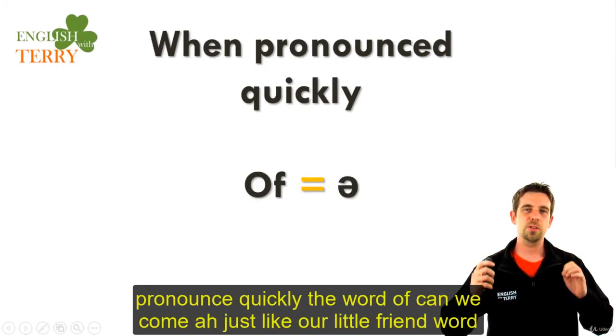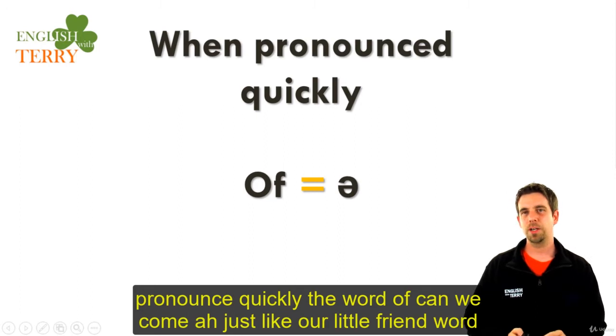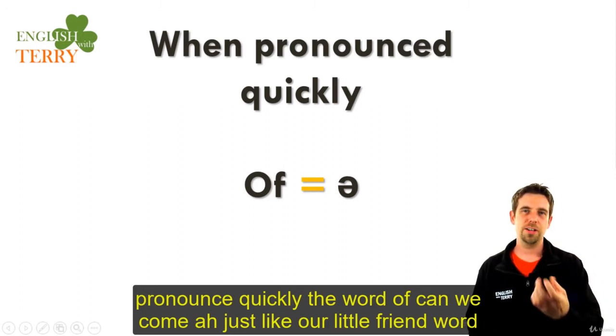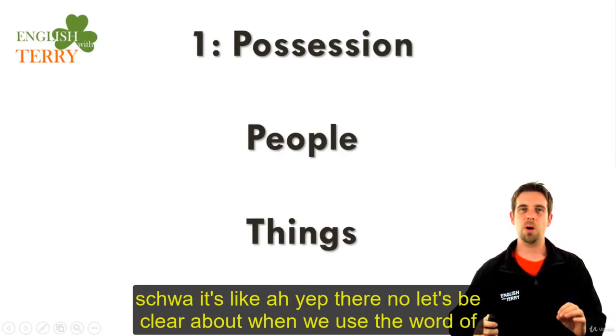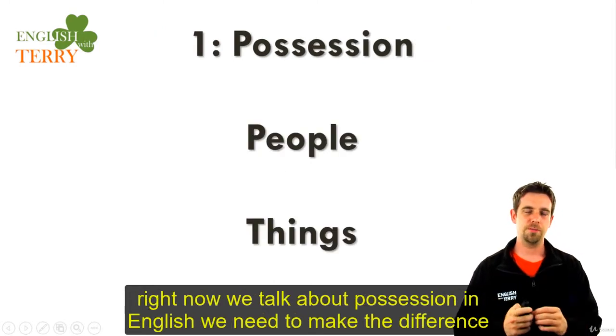Now they're quite different. "Of" has a V sound normally, and then "of". Now when we pronounce quickly, the word "of" can become just like our little friend, the schwa. Now, let's be clear about when we use the word "of", right?